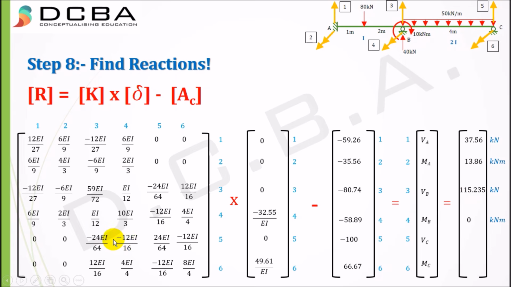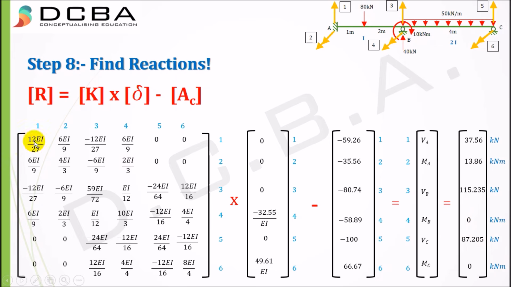VC is minus 12EI by 16 into minus 32.55 plus minus 12EI by 16 into 49.61 minus minus 100, we get 87.205 kilonewton. And this again we'll get 0: 4EI by 4 into minus 32.55 by EI plus 8EI by 4 into 49.61 by EI minus 66.67, we get it as 0. Yeah, so these two are the checks that we need to take into consideration.